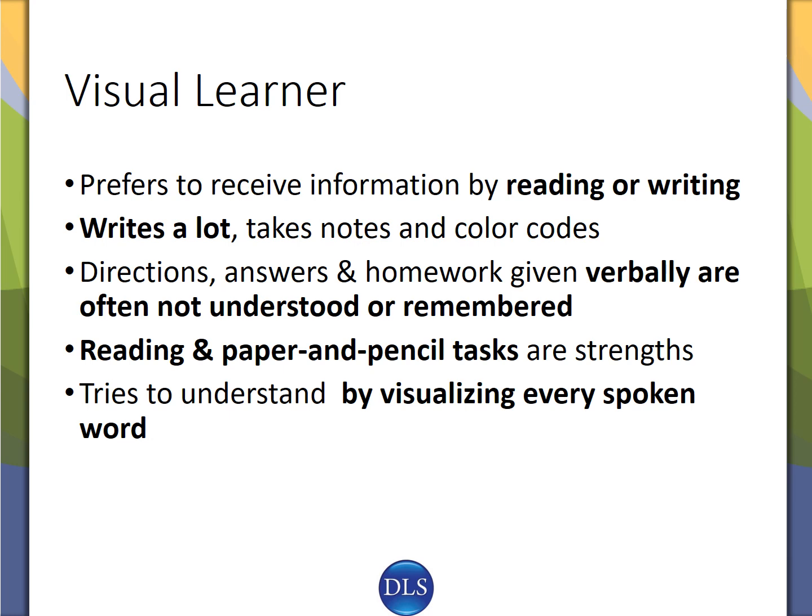Visual learners like to read or write information. They usually ask to see something written down or may take a lot of notes during class. If you tell them something but do not write it down, they may have trouble remembering it. Visual learners are usually very good at reading or writing tasks. They may try to imagine spoken words as written down in their minds.